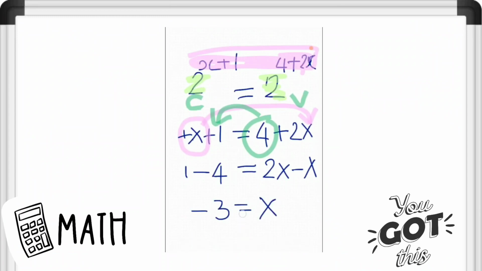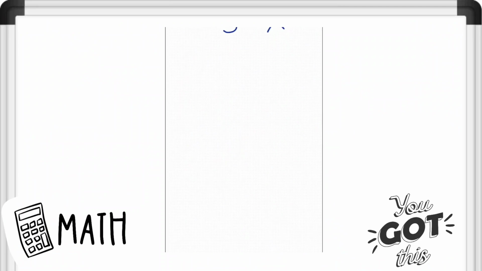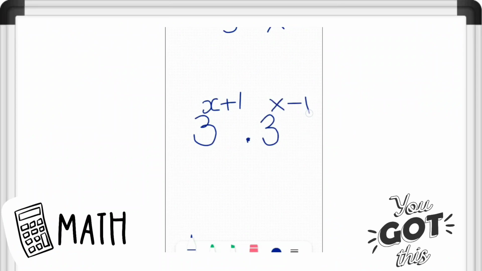I'm going to show one more example. So we know our laws of exponents tell us that we can multiply exponents if the bases are the same. So let's say we have 3 to the power of x plus 1 times 3 to the power of, let's make it, x minus 1.